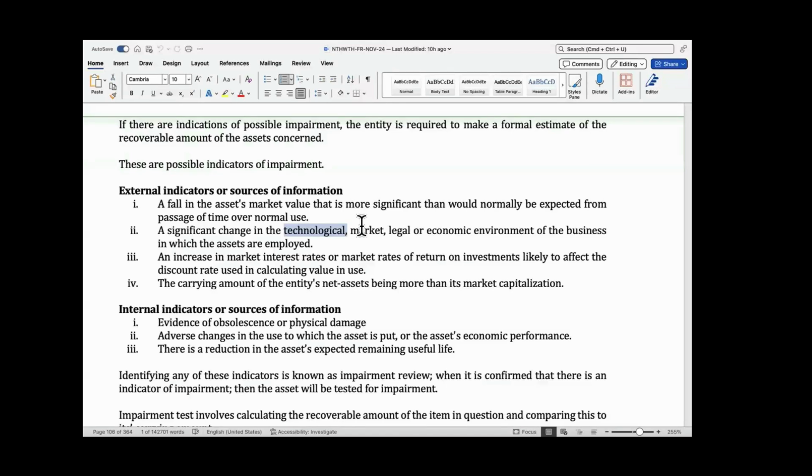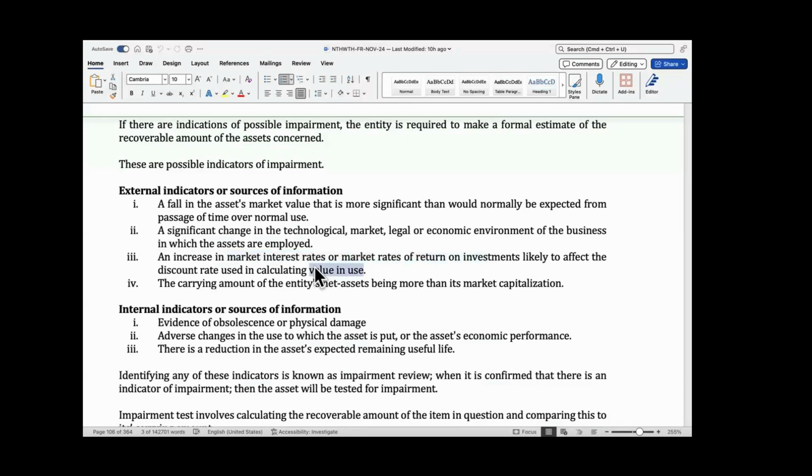So they are indicators. If any of these can affect your assets, then it's going to trigger that initiative in an accountant that we need to recheck the value of this our asset. We might be overvaluing it. Another one is increase in market interest rates or market rate of return on investments likely to affect the discount rate used in calculating value in use.